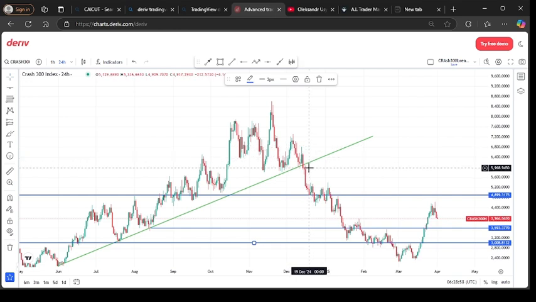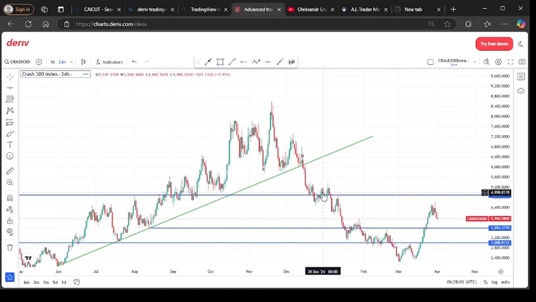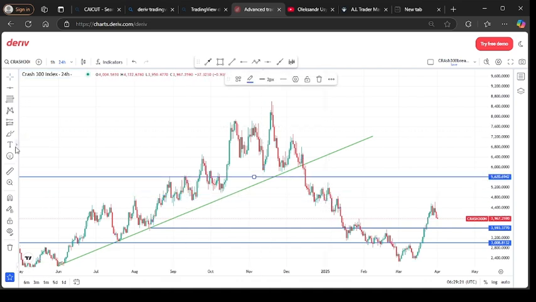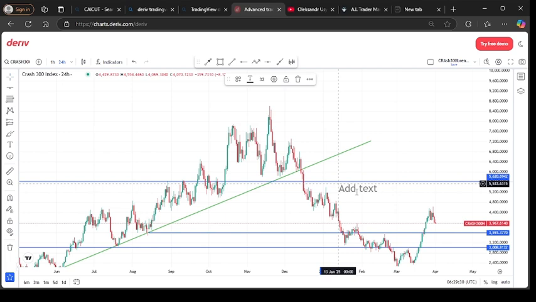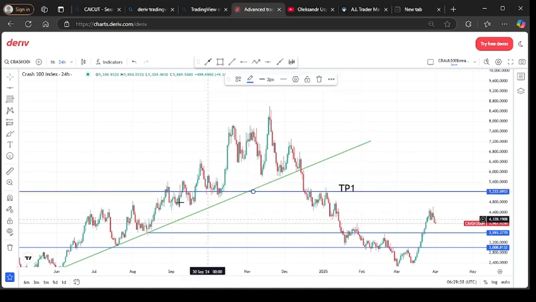So your first take profit should be this zone. How are we marking our take profit? We are just highlighting all the points where the price has touched or has come close to the trend line. So this becomes your first take profit. Like this, so this becomes your TP1.